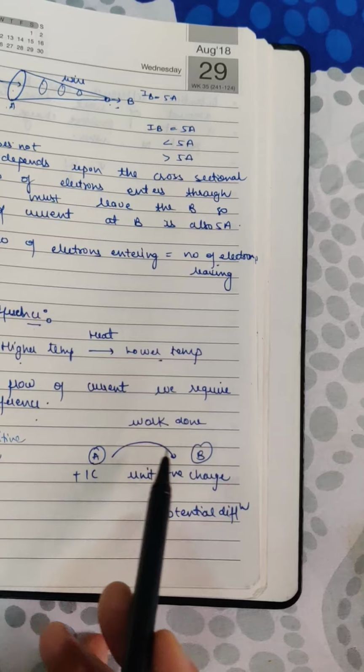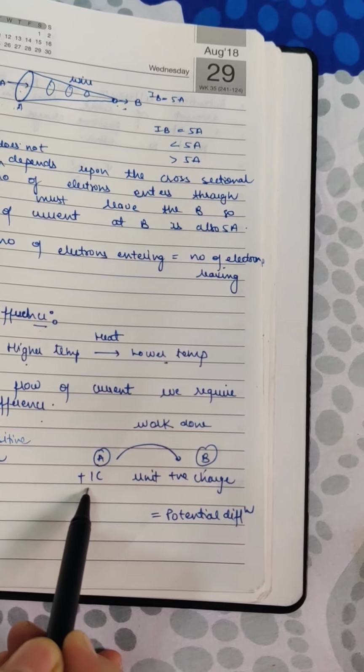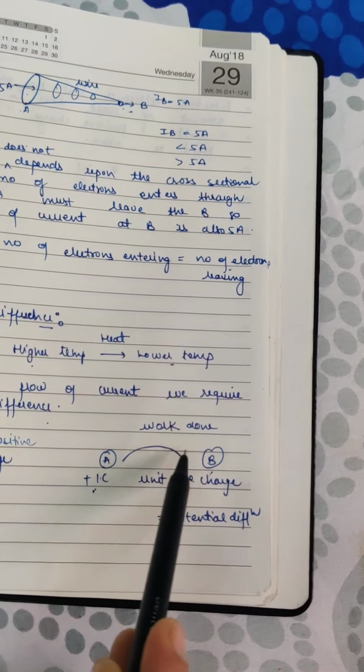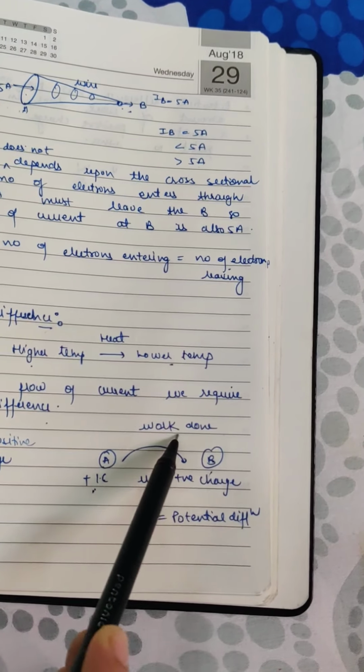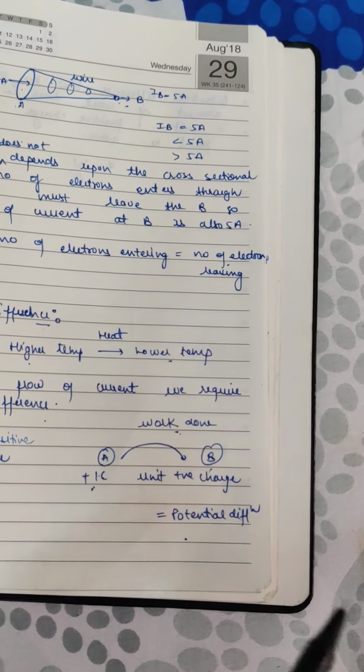Now to explain what is potential difference, we need a unit positive charge. Suppose this is a point A, this is a point B. At this point we have a unit positive charge, plus 1 coulomb. Now to move this charge from point A to point B, some amount of work has to be done. This amount of work is equal to the potential difference.